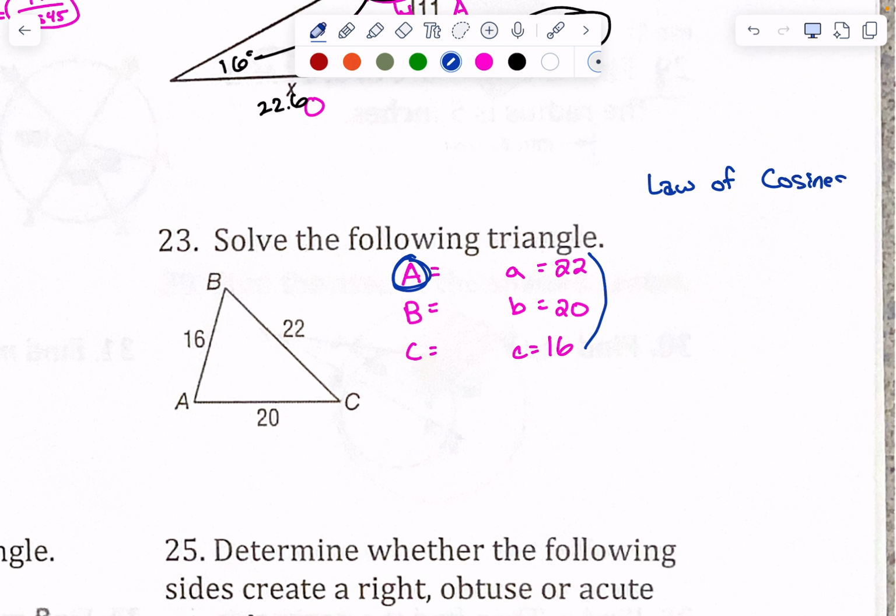Now, real quick, I'm going to write down the law of cosines and then I'm going to write down a cheater formula for you. Ready? Law of cosines is c squared equals a squared plus b squared minus 2ab cosine of capital C. Now, don't start plugging stuff in yet because I'm going to show you how to cheat.